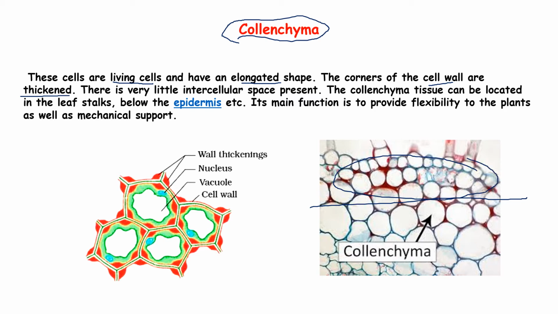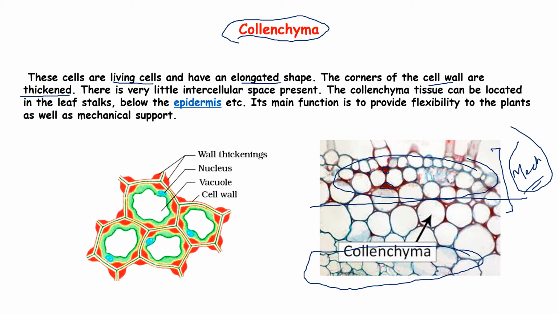This tissue is the colonchyma, and these cells are the parenchyma cells. Now here you can see no intercellular spaces. These corners are thickened. The cell wall is much thicker than the parenchyma cells, and here you do not have intercellular spaces. If present, they are very small, but you will have large intercellular spaces in case of the parenchyma cells. And these cells have the mechanical function.